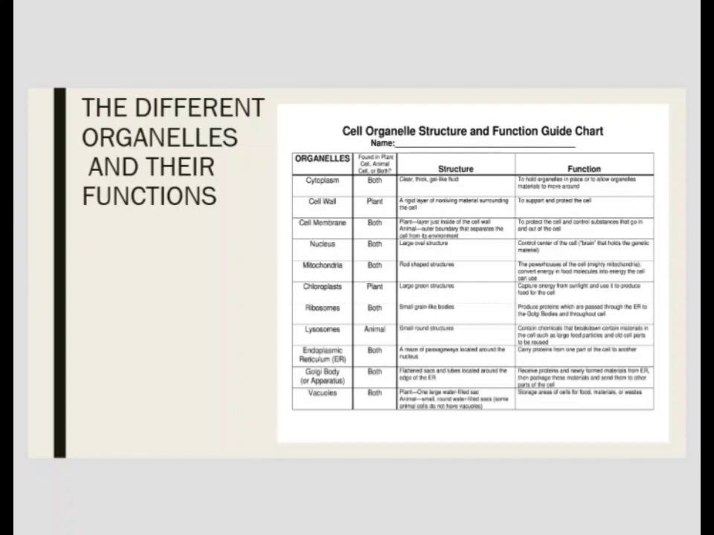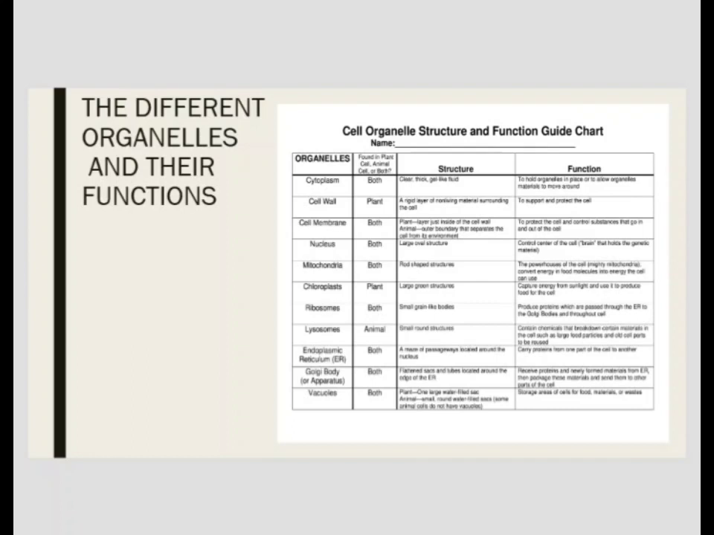The next is the cell wall. It is only found in plant cells. The structure is a rigid layer of non-living material surrounding the cell. The function is to support and protect the cell.